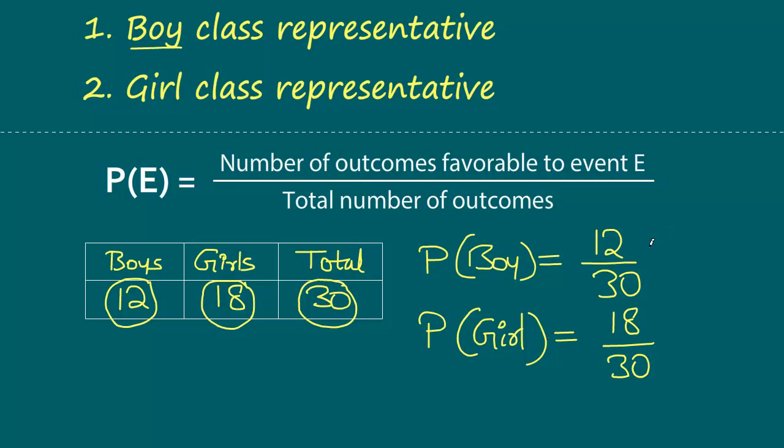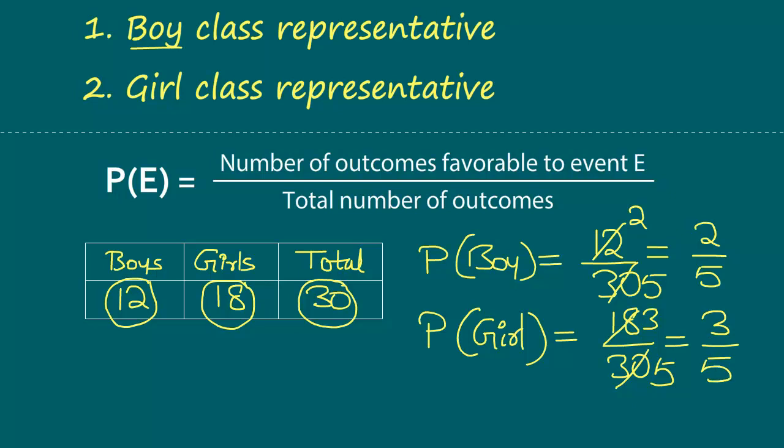Now we can actually simplify both these ratios. Both of them are multiples of 6. So 6 5s are 30, and we can write this as 2 divided by 5. Here again, they both are multiples of 6. So 6 3s are 18, 6 5s are 30. So we can write this ratio as 3 divided by 5. So this is how we can find out the probability of a boy being picked to be the class representative and a girl being picked to be the class representative.